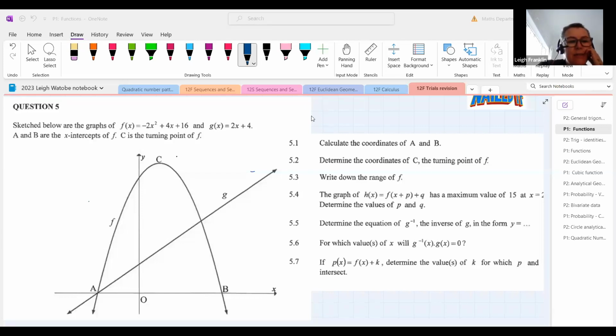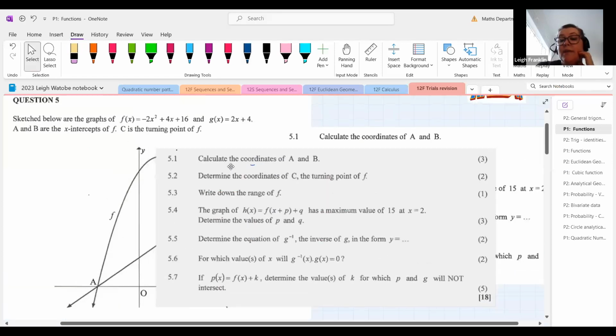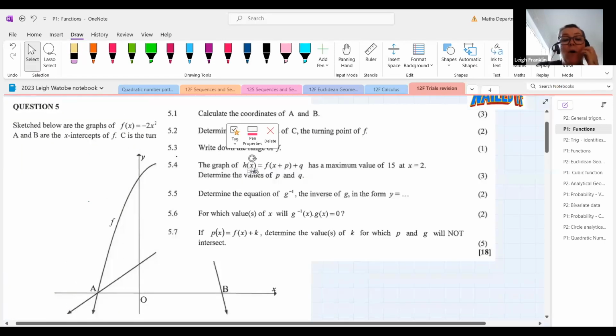It says to us, sketch below, we have the graphs of f of x equals minus 2x squared plus 4x plus 16 and g of x equals 2x plus 4. They tell us that A and B are the x-intercepts of f and C is the turning point. And then they give us a bunch of questions to answer. So we can see there, that's about 18 marks worth of questions.